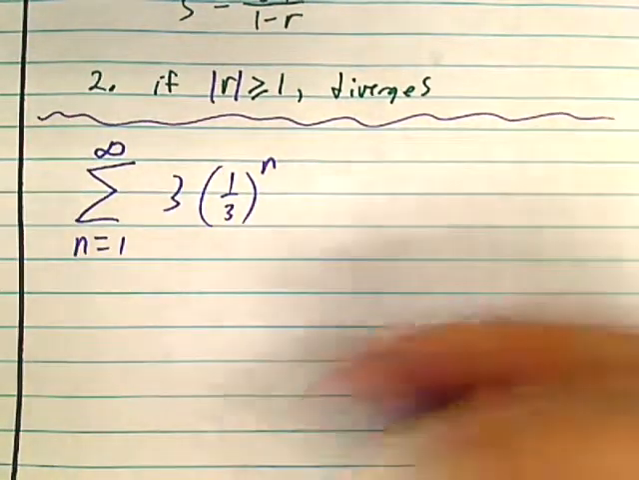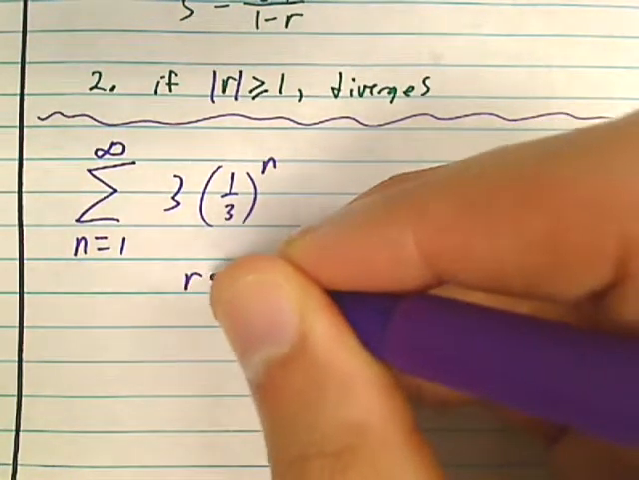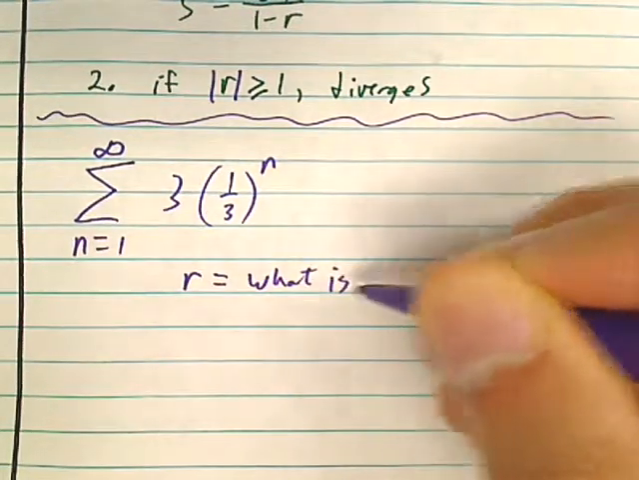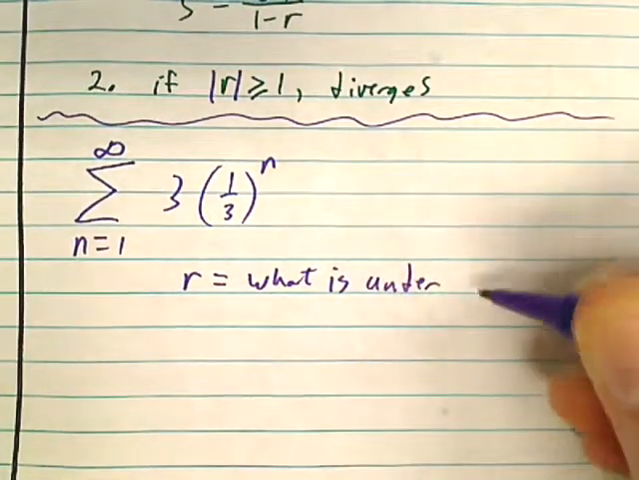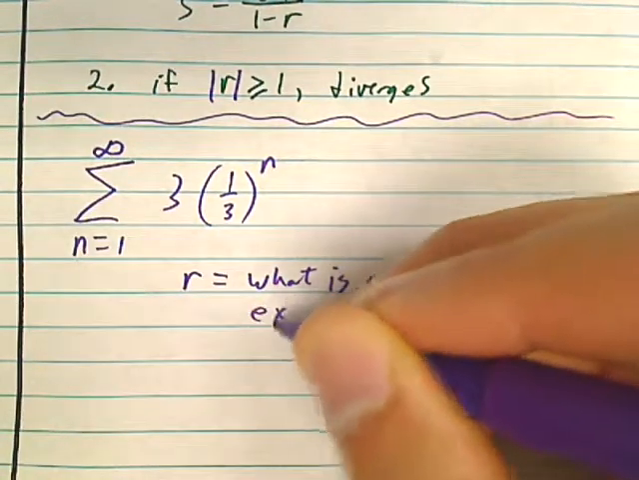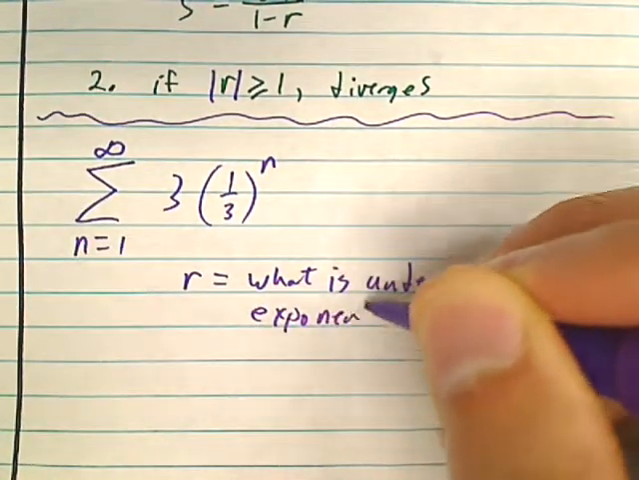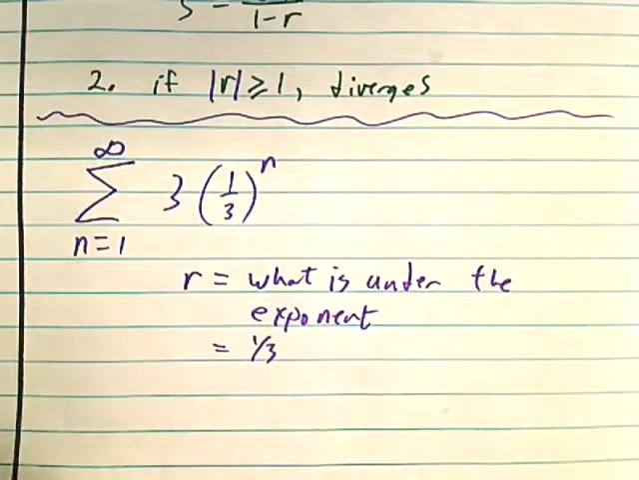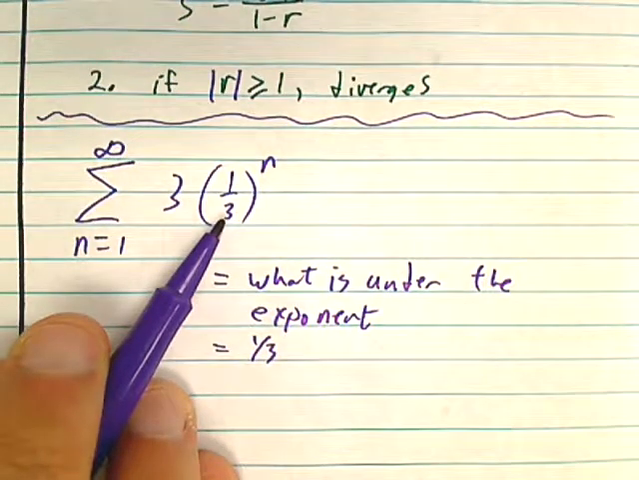Well, when you're in summation notation, r is whatever is under the exponent. What is under the exponent? In this case, r is 1/3. Because the 1/3 is underneath the exponent there.